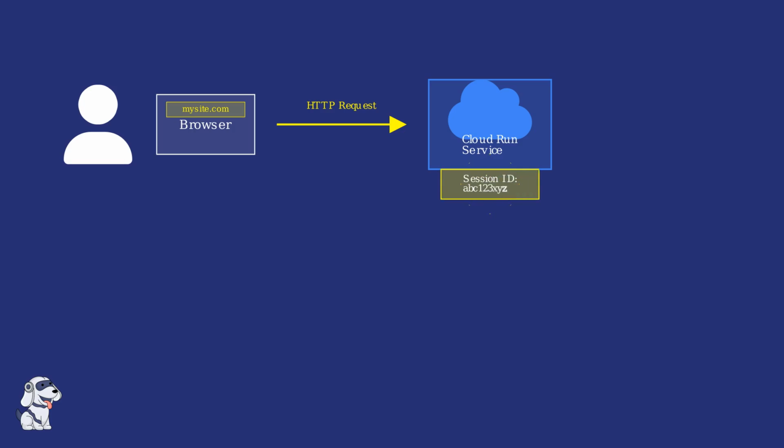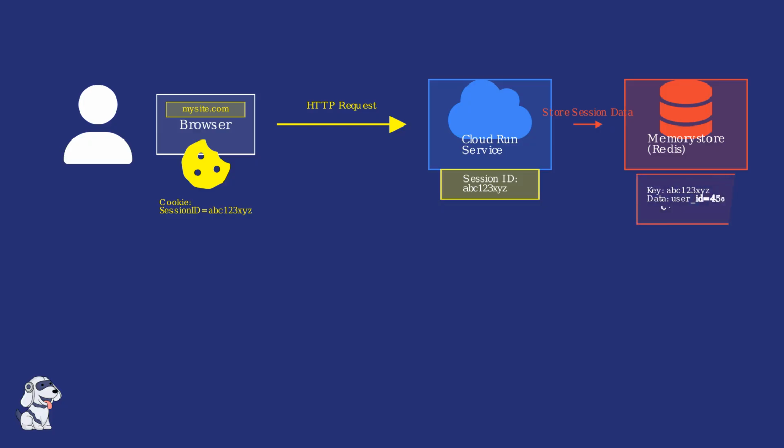Since this is the user's first visit, your Cloud Run service generates a unique session ID. Think of this as a special ticket number that will identify this user's session. The service then creates a cookie containing this session ID and sends it back to the user's browser. The browser automatically stores this cookie for future requests. Meanwhile, your Cloud Run service stores the actual session data in Memory Store, a Redis database. This data is linked to the session ID we just created.